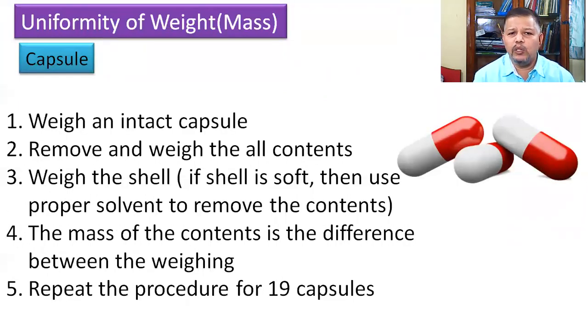In case of the capsules, weigh an intact capsule, remove all the contents from the capsule, then weigh the shell. If the shell is soft, then use a proper solvent to remove the contents. Then the mass of the content is the difference between the weighings. Repeat the procedure for another 19 capsules. If it is within the limits permissible by the pharmacopoeia procedure, then the batch is acceptable.